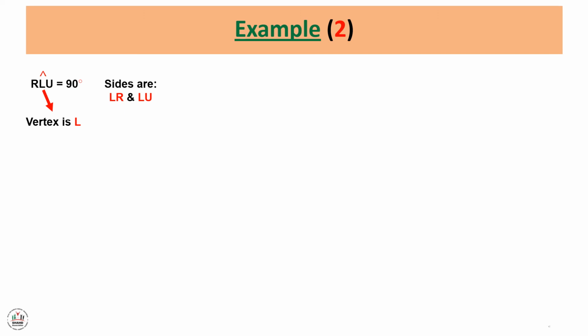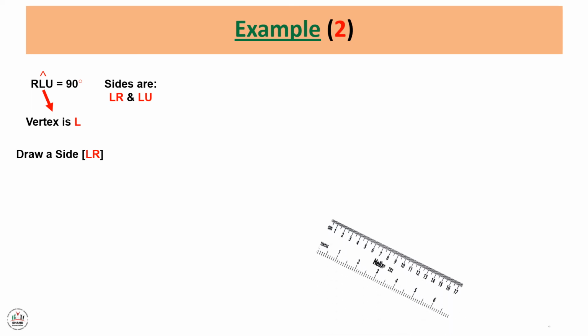Now let's move to draw this angle by the following steps. Step 1. Draw a side LR. So we use the ruler and the pencil to draw this side LR.